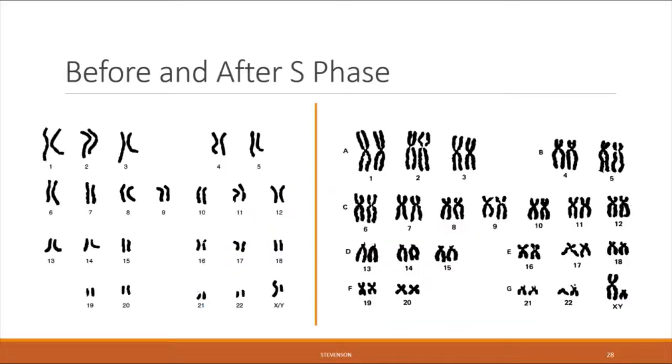Here's an entire human karyotype and what it might look like before and after S phase. So before S phase, we see all the chromosomes only have 2 arms associated with them. After S phase, now they have 4 arms because all of the DNA has been doubled. It's still just tied together at that same centromere center point.